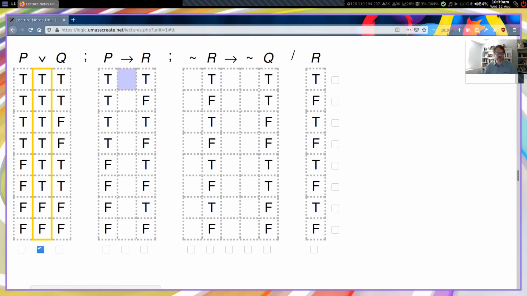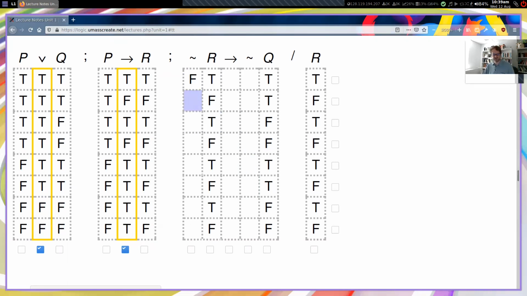True arrow true is true, true arrow false is false, true arrow true is true, true arrow false is false, false arrow true is true, false arrow false is true, false arrow true is true, false arrow false is true. Now this one we have to do negations first. This negation goes on the R, so we'll do the opposite of the R column.